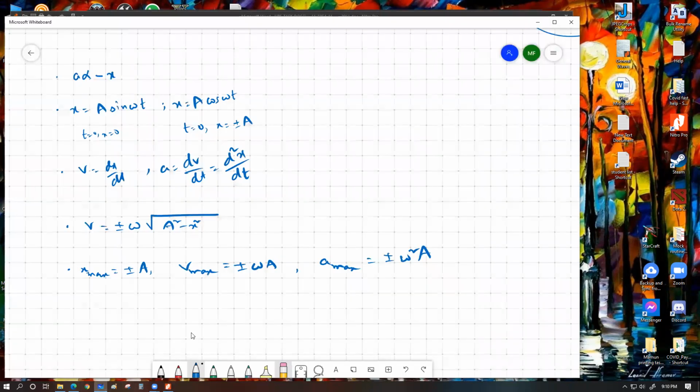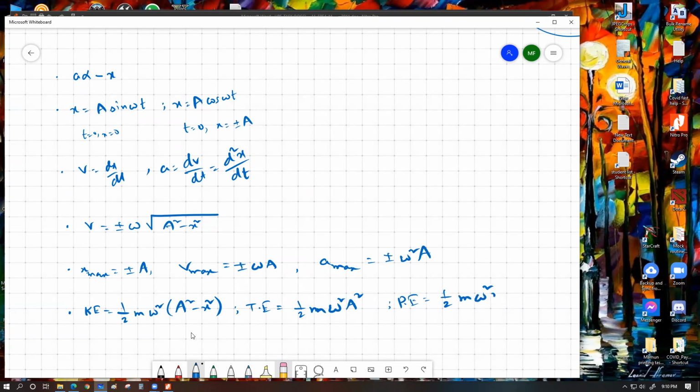নেক্সট যে জিনিসটা আমাদের লাগবে সেটা হচ্ছে এনার্জি ইকুয়েশন। এনার্জি ইকুয়েশনের কোর আইডিয়াটা হচ্ছে the kinetic energy of an oscillating particle is given by the expression half m omega square times a square minus x square. The total energy of an oscillating body is given by half m omega square a square. The potential energy of an oscillating system is given by half m omega square x square.